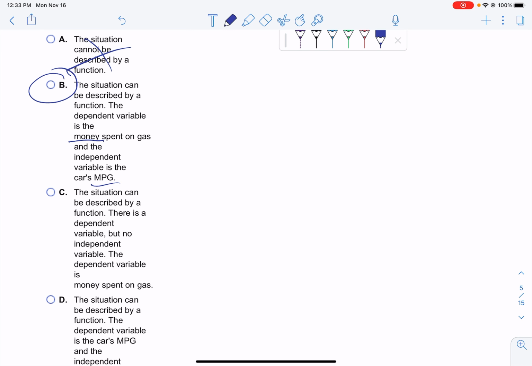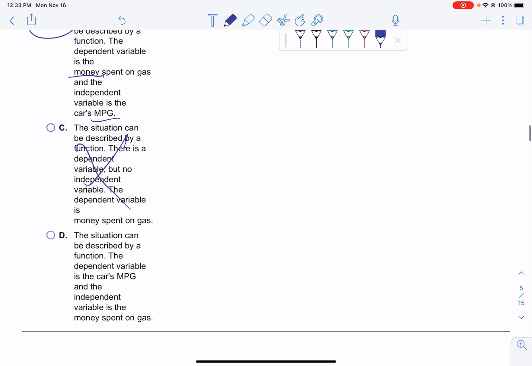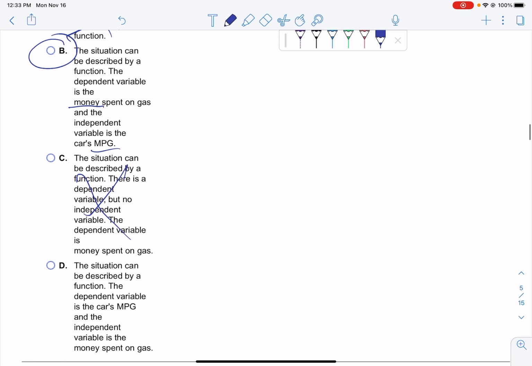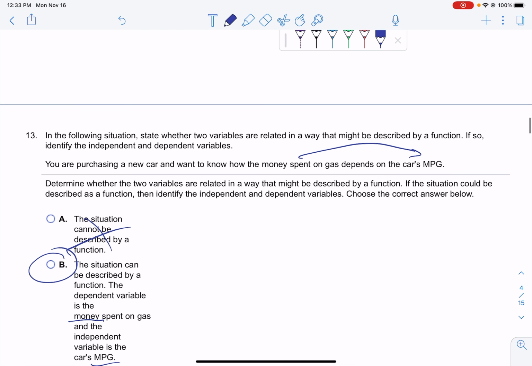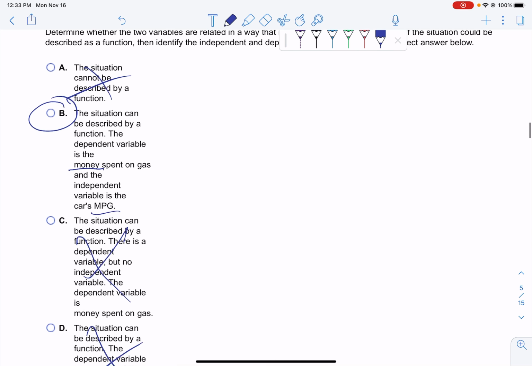This one said there is a dependent but no independent. Not true. The situation can be described by a function. The dependent is miles per gallon. No, the miles per gallon was independent. It even told us that in the problem.